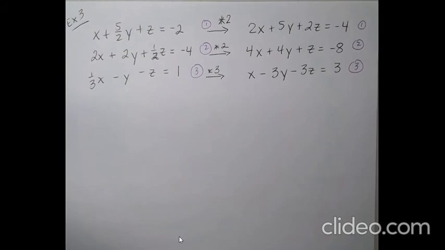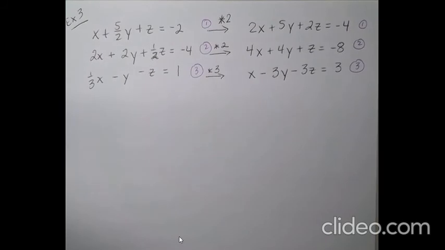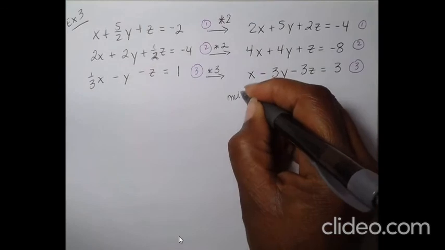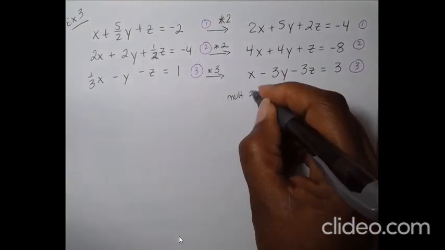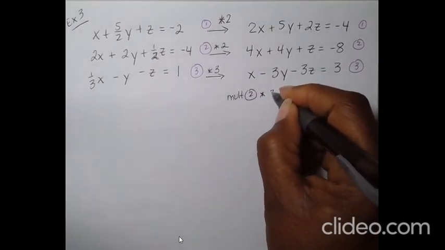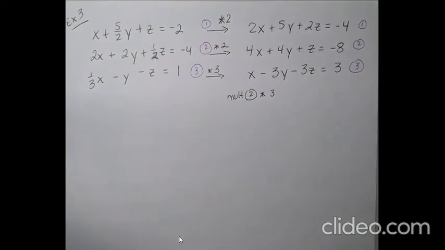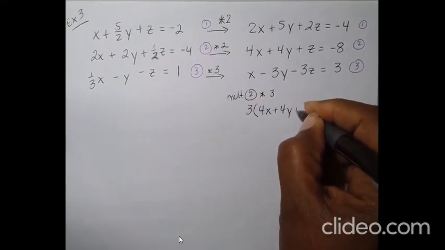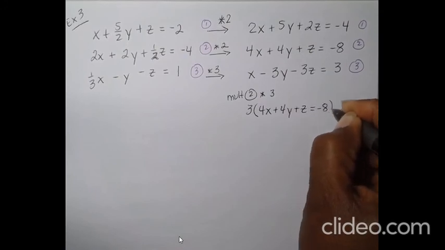So what can we do now to get ourselves ready to eliminate? Well, looking at these equations, we can multiply equation number 2 by 3, and that will cancel out these z's. I think I'm going to do that. Multiply equation 2 by a positive 3. Let's do that. 3 times 4x plus 4y plus z equals negative 8.